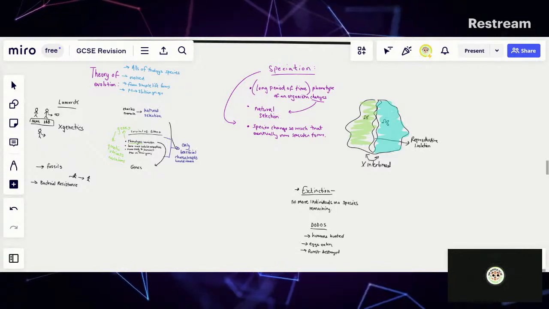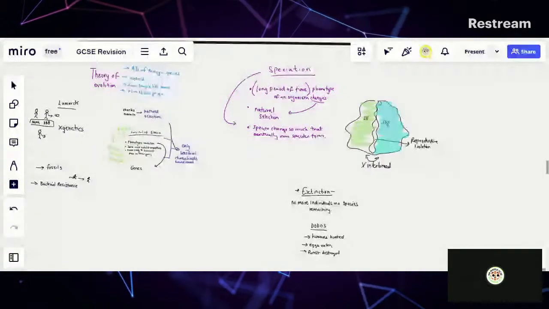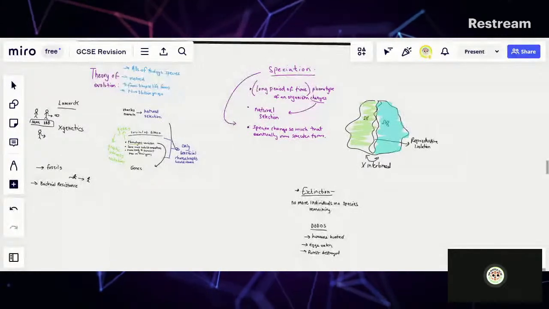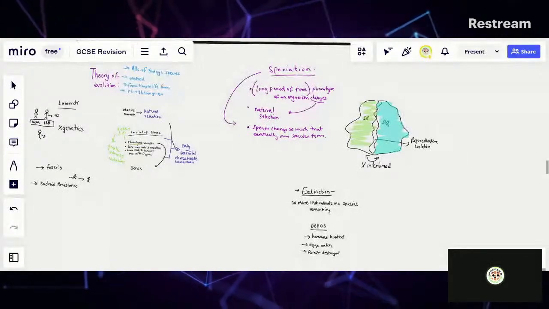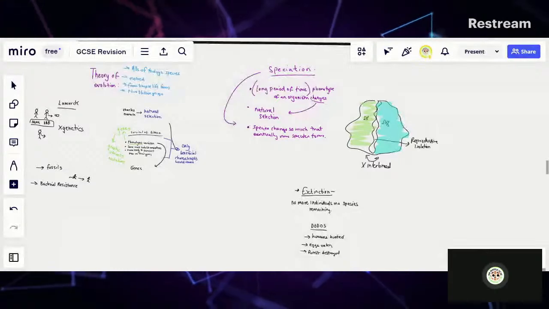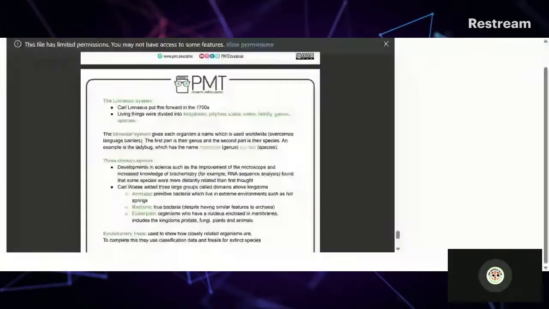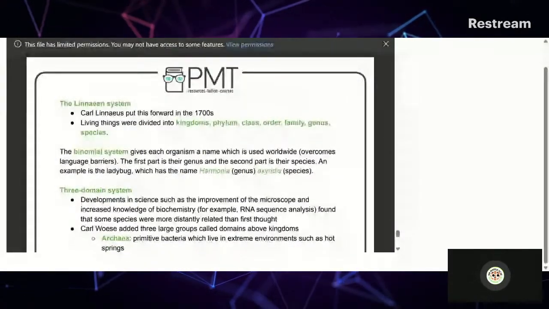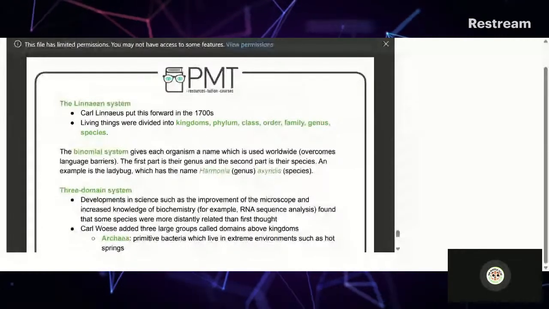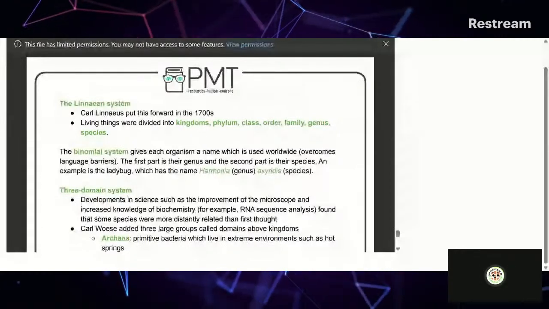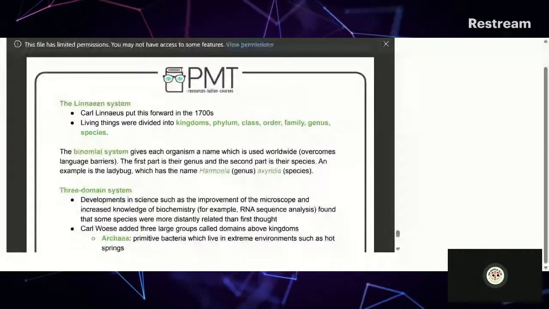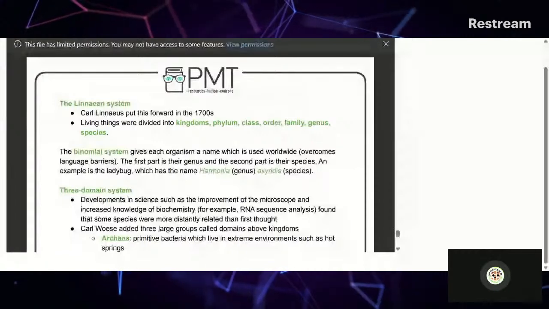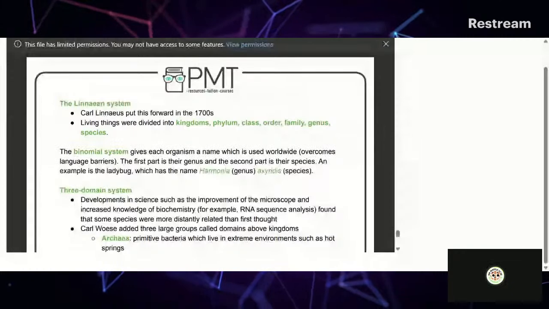And finally, classification. Classification is just organizing all the living animals and species into groups. So let's look at that now. Traditionally, organisms have been classified using the Linnaean system, which is kingdom, phylum, class, order, family, genus, and species. However, as knowledge of biochemical processes grew and microscopes improved, we realized that there could be other systems.